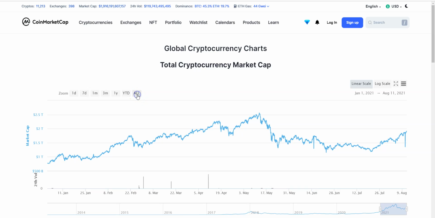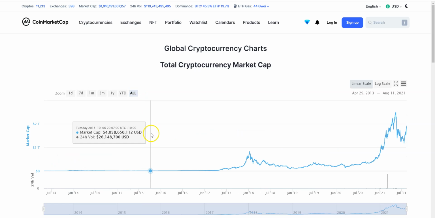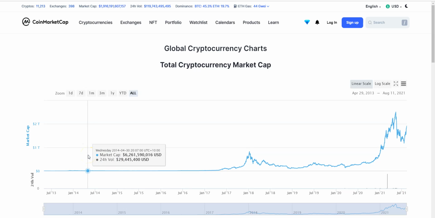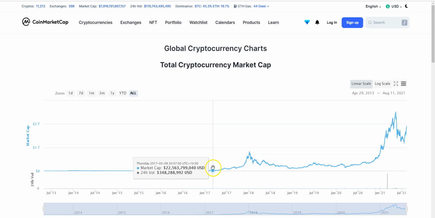Now let's quickly look at the all-time scale, and I'll wait for it to refresh. If you can see, this is the global market cap of all time so far. And you can see, towards the end of 2017 and beginning of 2018, that's when the first major all-time high of Bitcoin was reached, and this was when the first alt season happened, and the biggest gainers were particularly Ethereum.